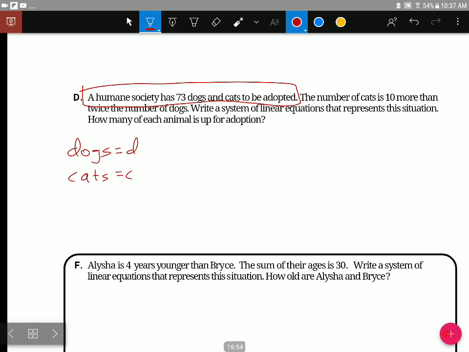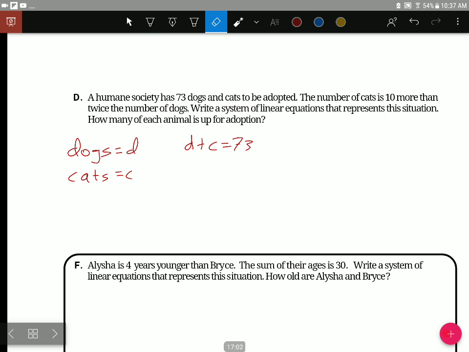How would you write your equation? Excellent. Cool. Because the total number of cats and dogs is 73. All right. The next one. The number of cats is 10 more than twice the number of dogs. Now, does that sound like a total, or does that sound like we're comparing the number of dogs to cats?